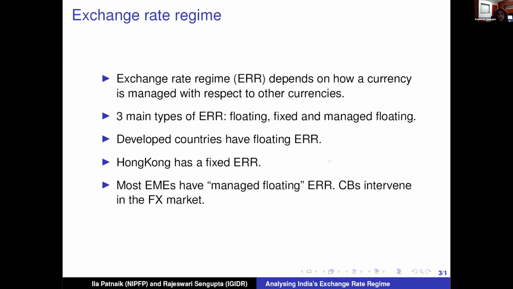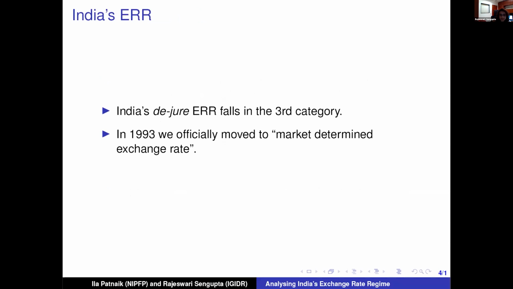Most of the emerging market countries fall somewhere in between, and there's a wide variety of terminology, of course, but by and large, they all have what is called a managed floating exchange rate regime, where the central banks intervene from time to time in the foreign exchange market.